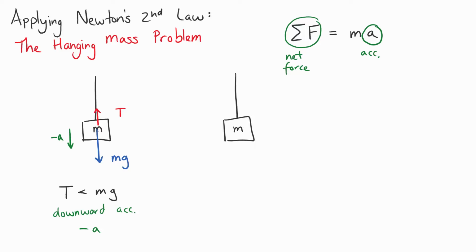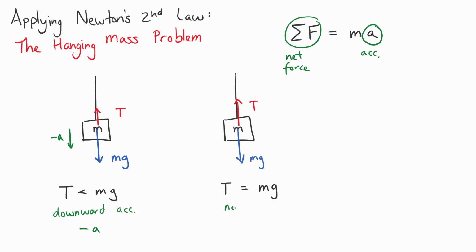Another possibility is that the tension is equal to the weight. Now the weight is always going to be a fixed magnitude, because if we have the same mass, the same earth, the mass and the earth will always attract each other equally. But what if this rope were pulled harder upward? In fact, what if it were pulled so much harder that it was actually equal to the same strength as the weight? If the tension in the rope were equal to the weight, what acceleration would result?